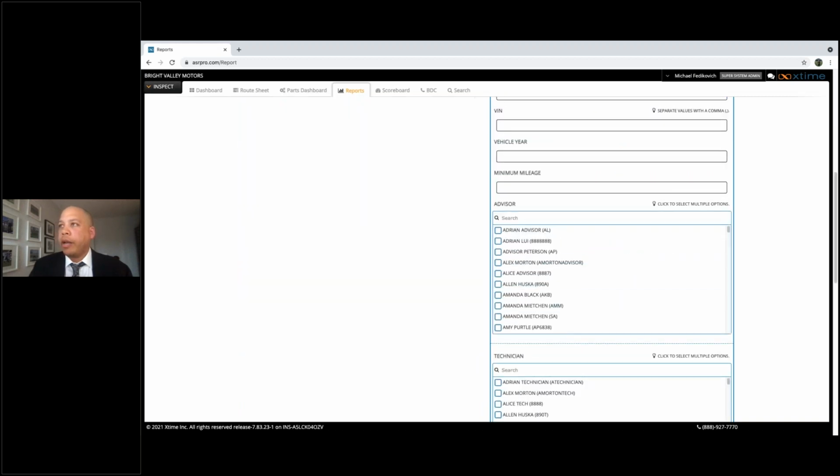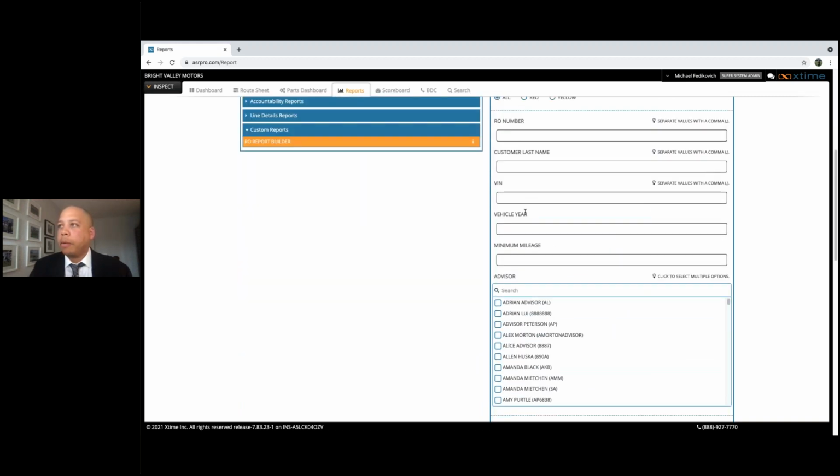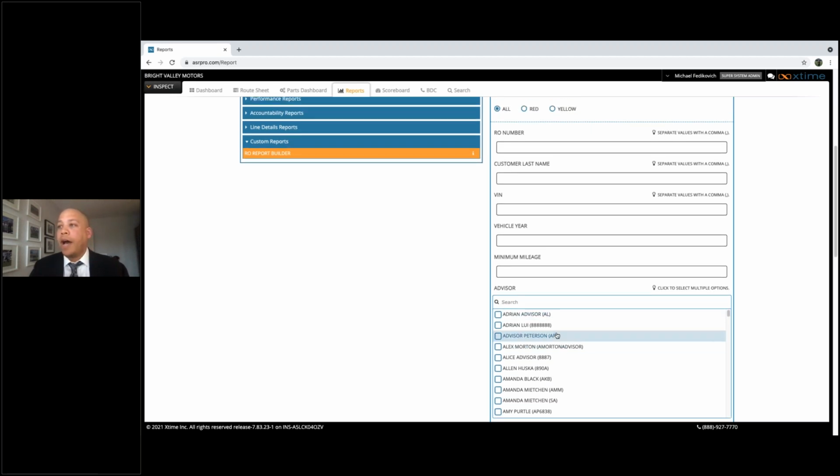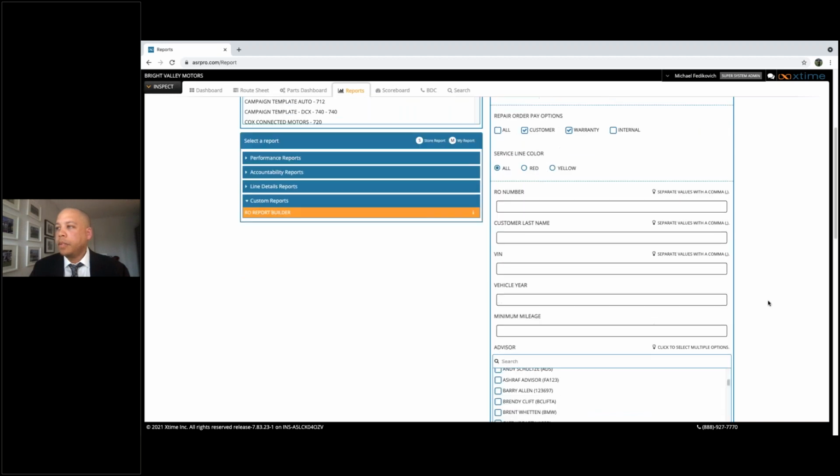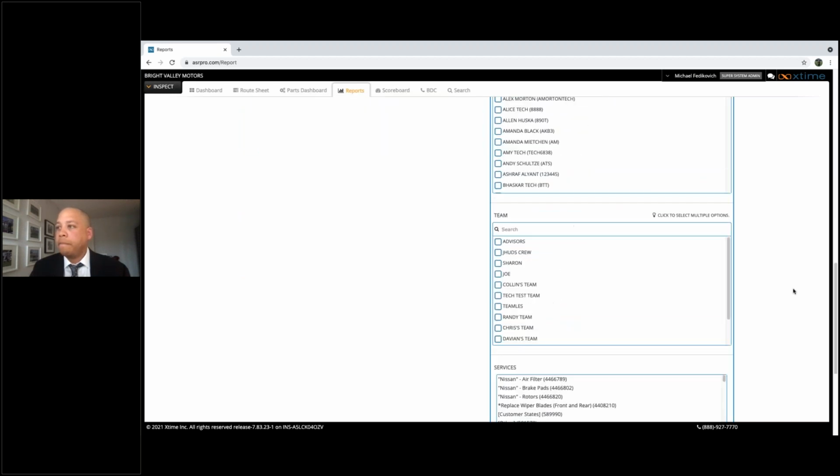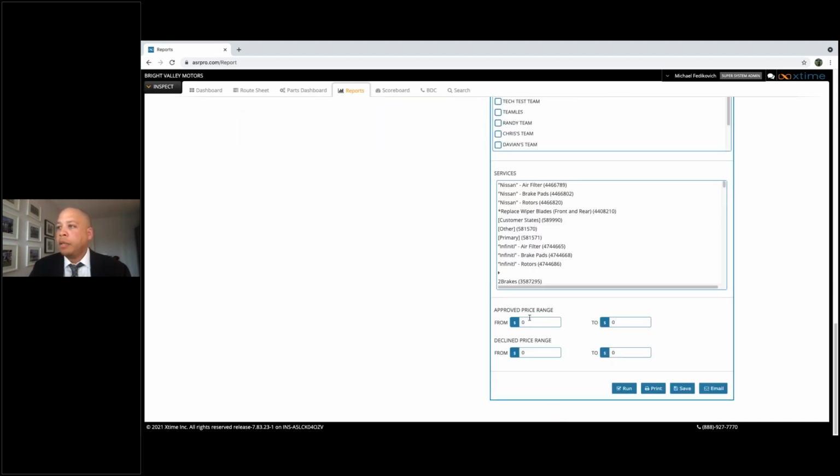So and then you can run it. I mean, you can run it here. RO numbers, VIN, year, make, model, mileage. If you want to do 60,000 and over vehicles, advisor, technician, teams, price range. And a lot of times we see a lot of dealers will use a price range. And this is where, if they're doing price range, they're going to spiff different amounts for different price ranges.